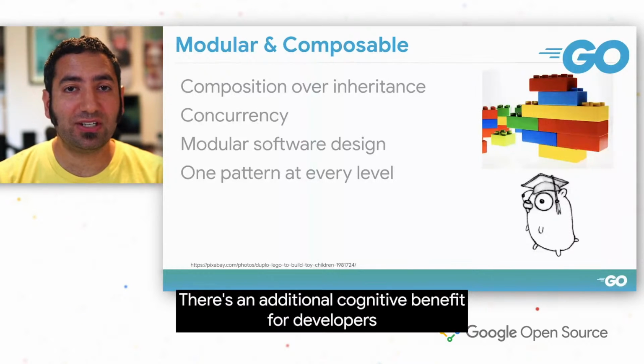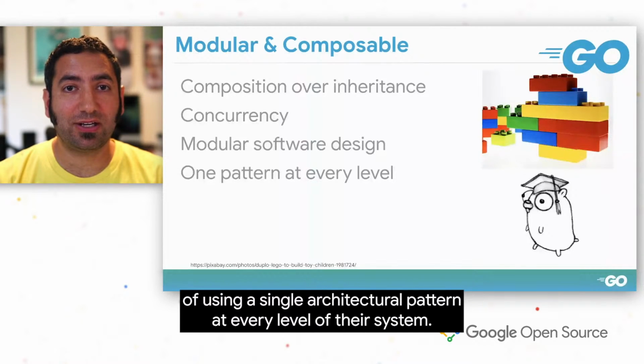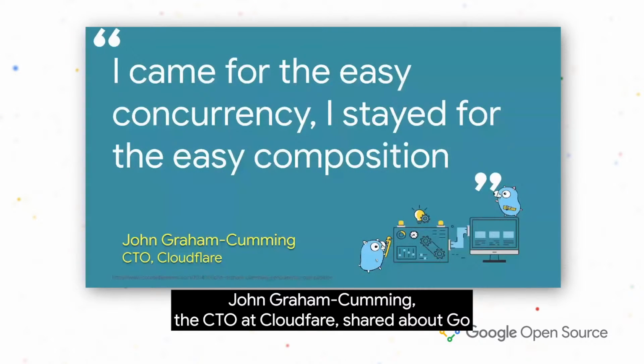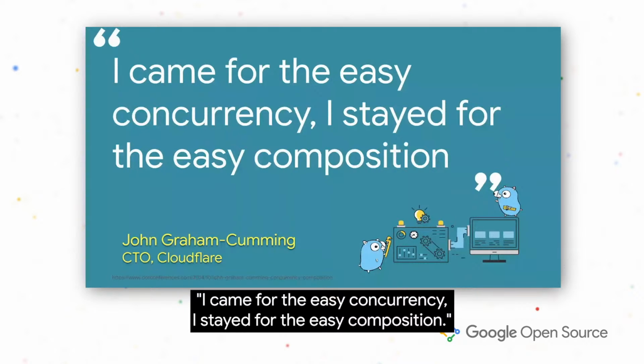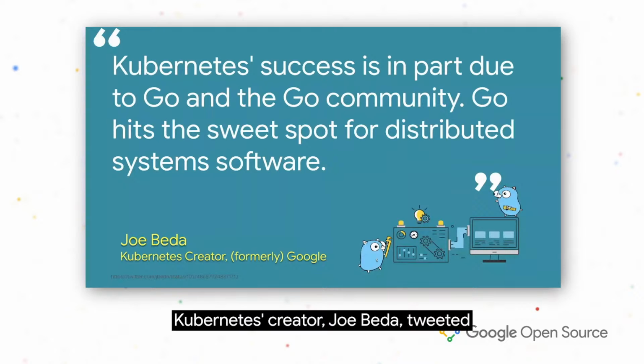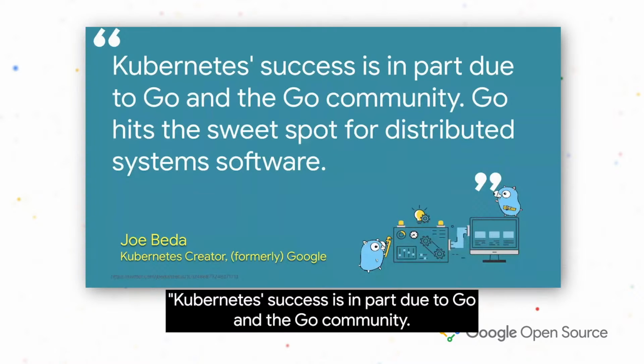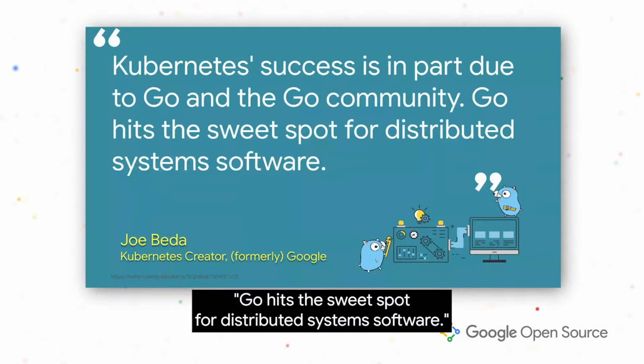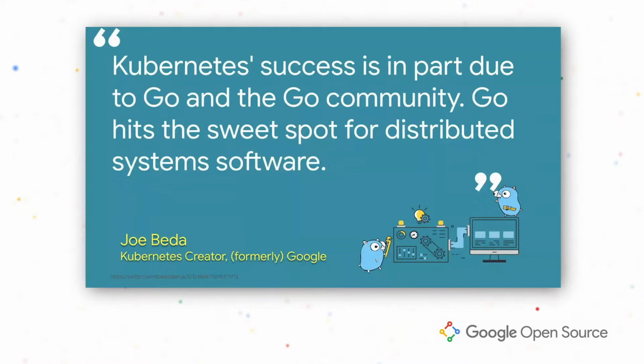There's an additional cognitive benefit for developers of using a single architectural pattern at every level of their system. John Graham-Cumming, the CTO at Cloudflare, shared about Go, "I came for the easy concurrency. I stayed for the easy composition." And Kubernetes creator Joe Beda tweeted, "Kubernetes success is in part due to Go and the Go community. Go hits the sweet spot for distributed systems software."